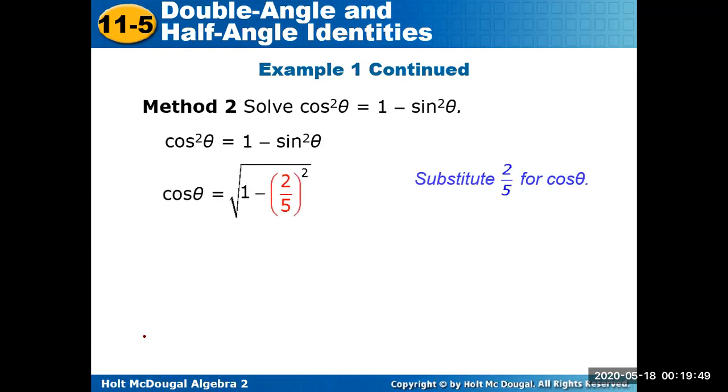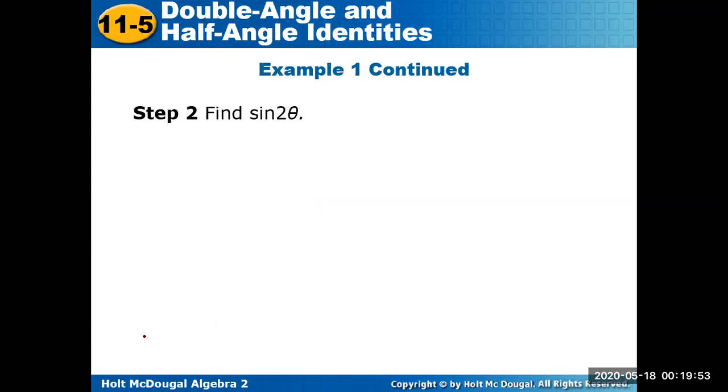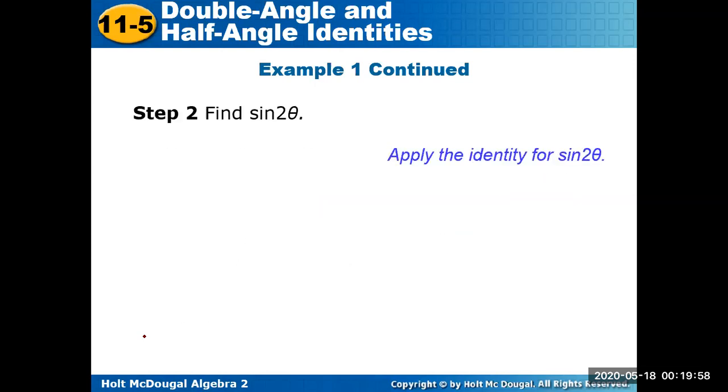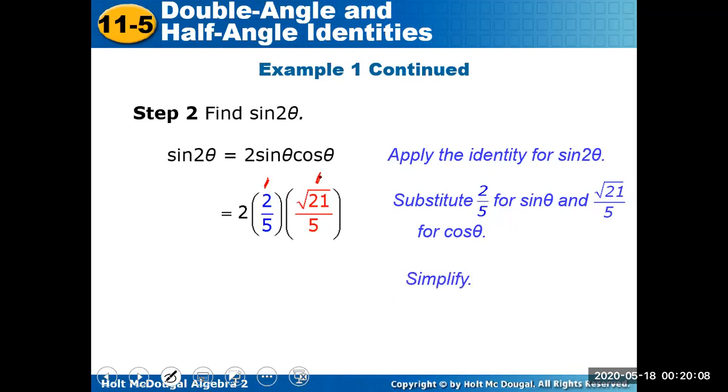So cosine theta is square root 21 over 5. Then find sine 2 theta: apply the identity, substitute the values for sine theta and cosine theta that we just found, and then evaluate it. You will get the answer as 4 root 21 over 25.